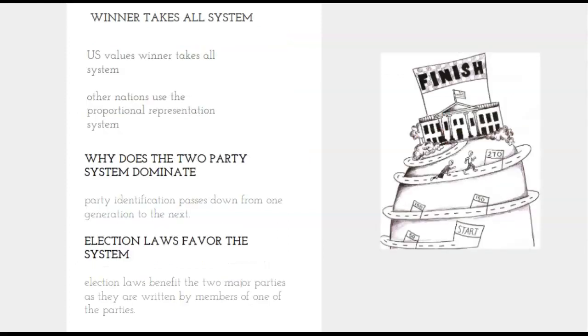This has led to the value of the winner-take-all system in the United States, and other nations use a much more proportional representation system than the US does. But because of the emphasis that the United States places on states' rights, this is what has led to the persistence of this type of system. State election laws also happen to favor the system as well, and so there might be specific election rules that may keep other third parties or minor parties from taking or galvanizing too large a percentage of the voting population.